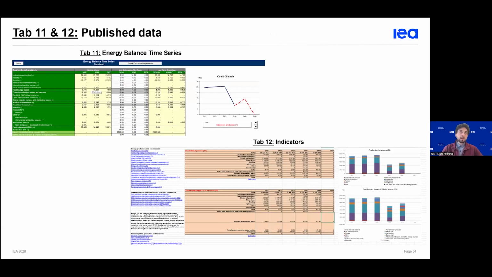And then the last two tabs of the questionnaire involve the published data. So on tab 11, you can see all the energy balance data you filled in beside what was submitted previously, as well as historical data and some charts to view trends if you're interested. And then tab 12 is, if you're also curious, you can see the indicators that are calculated and which will get put into our database and on the IEA website.